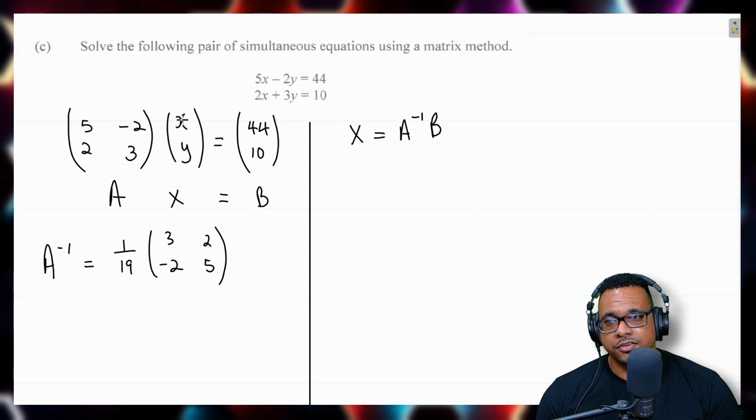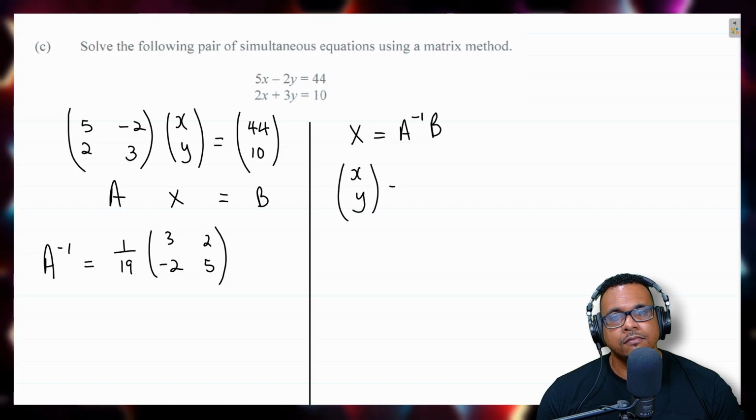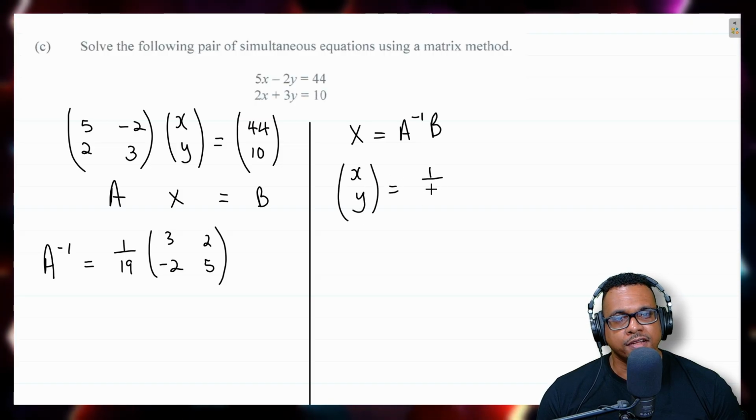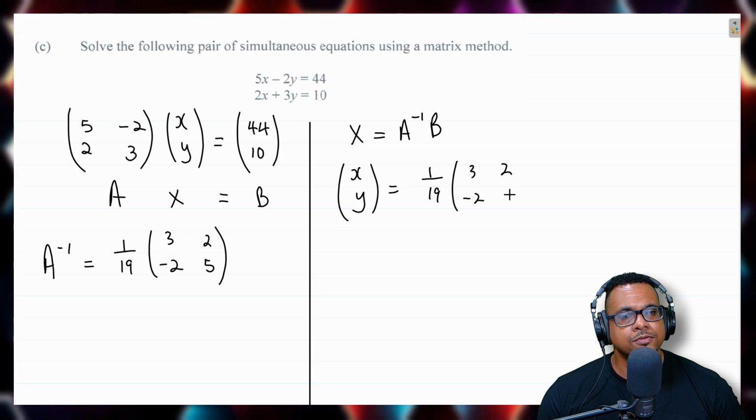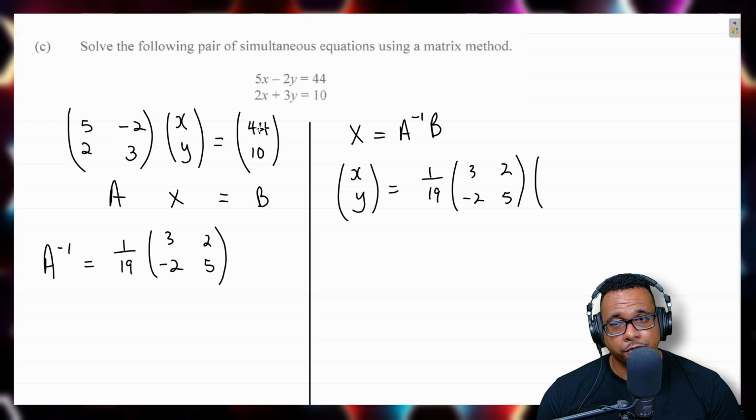So X is the column matrix (x, y). A inverse is 1 over 19 times this matrix, 3, negative 2, 2, 5, times the matrix B, which is 44 and 10.